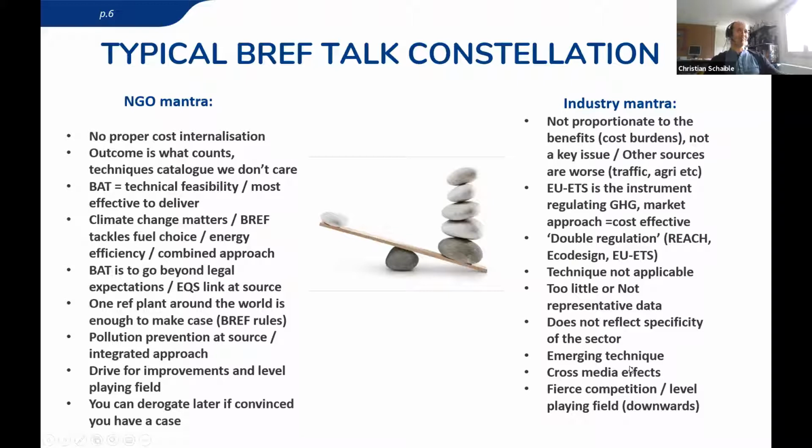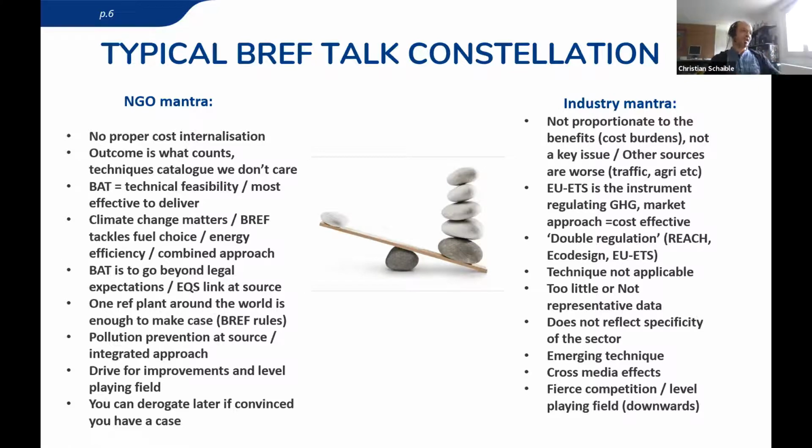I go now to a more typical industry versus NGO mantra. Like when we go into BREF discussions, what is the typical kind of arguments we have? So industries say, well, often it's not proportionate to the benefits. So you have traffic, you have other areas where it's more worth to focus attention on. I mean, this is often what we hear, and even if you can technically reduce pollution, it's not affordable or it's disproportionate. And sometimes there's even a point, to be honest. It's not big. You can do a lot technically feasibly, but sometimes it's not affordable or not viable.